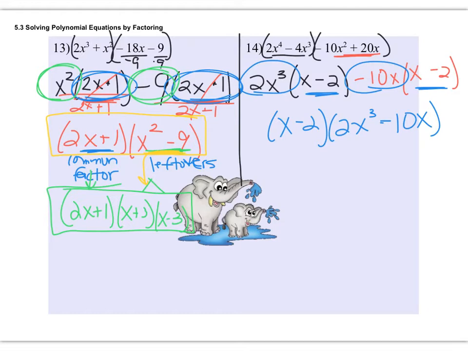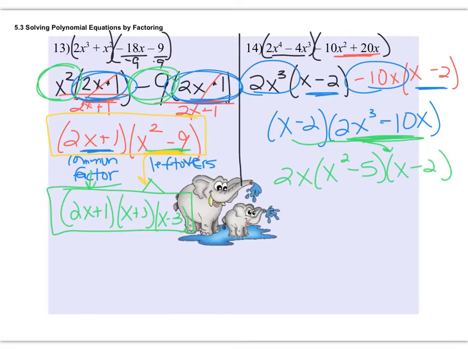Now, always do that check. Will it factor a little further? If you notice, this piece right here actually has a GCF still sitting inside there. So I'm going to pull out my GCF. I can take a 2x from that, which leaves me with x squared minus 5. And this guy, I'm just going to bring him down, x minus 2.